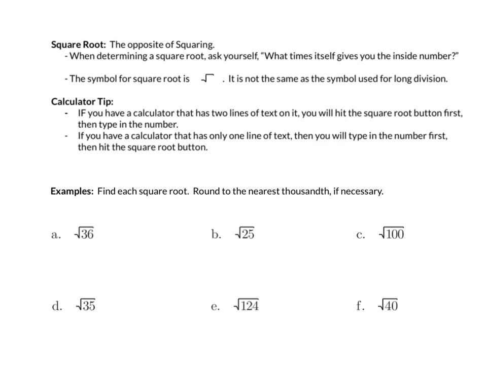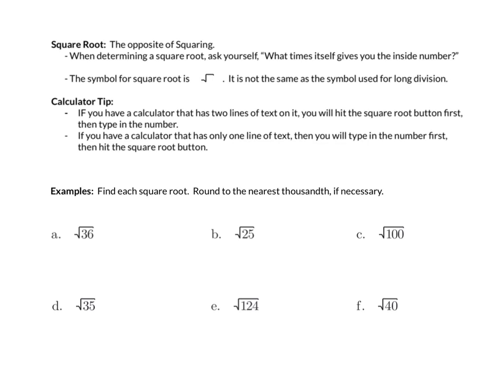The symbol for square root looks similar to our symbol for long division, but note that it does have this little tail to it. Also, you are going to need a calculator for this section. If you have a calculator that has 2 lines of text on it, you will hit the square root button first, then type the number. If you have a calculator that has only 1 line of text, meaning that your answer and your stuff that you're typing in appear on the same line, then you will need to type the number first, then hit the square root button.